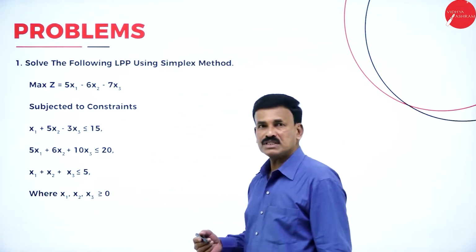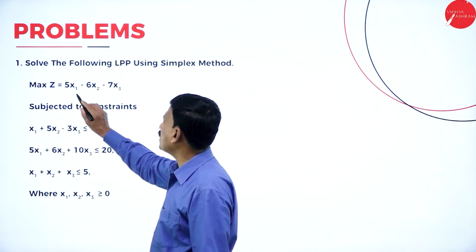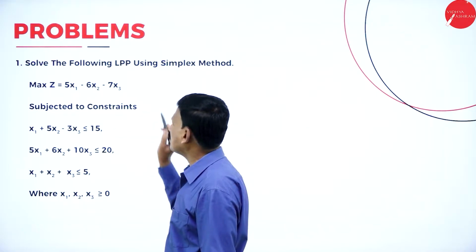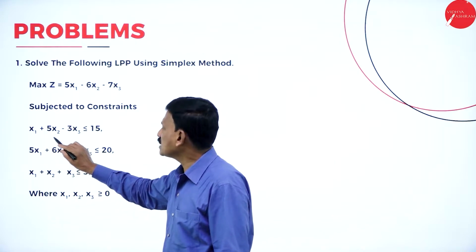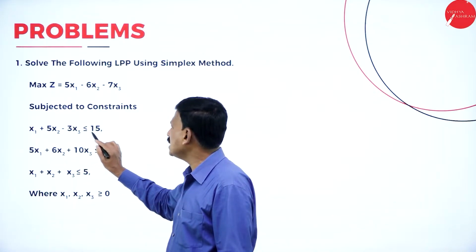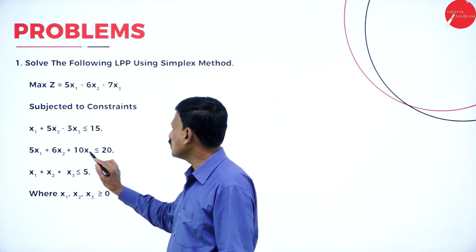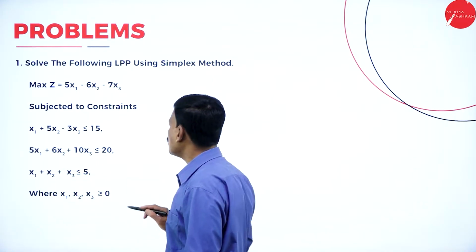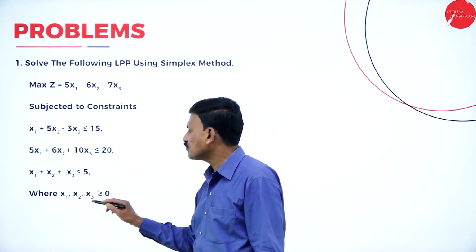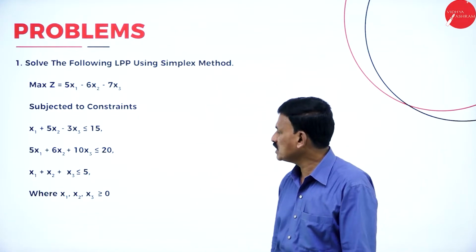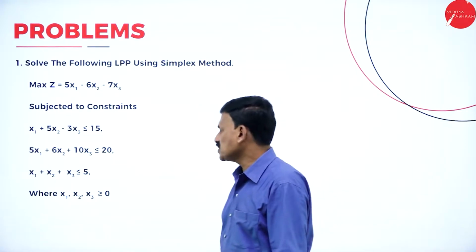So what is the objective function? Max z, this is maximization. Max z is equal to 5x1 minus 6x2 minus 7x3 subject to the constraints. What are the constraints? x1 plus 5x2 minus 3x3 is less than or equal to 15. 5x1 plus 6x2 plus 10x3 is less than or equal to 20. And x1 plus x2 plus x3 is less than or equal to 5. Where x1, x2 and x3 are greater than or equal to 0. That is all positive restrictions.